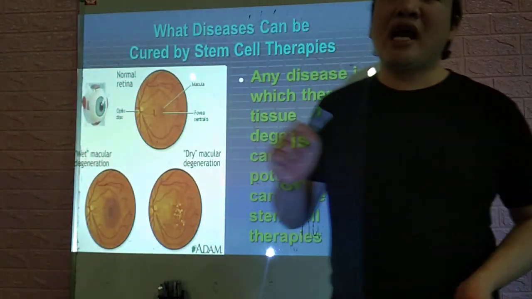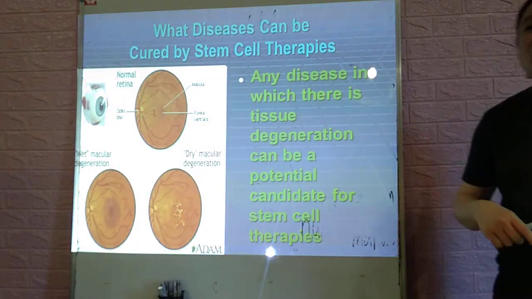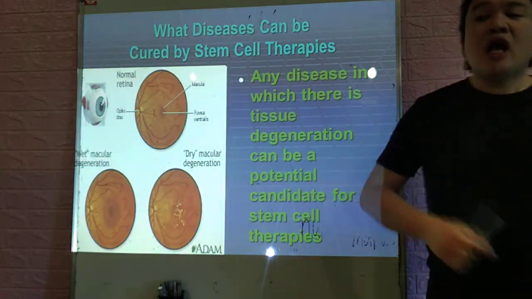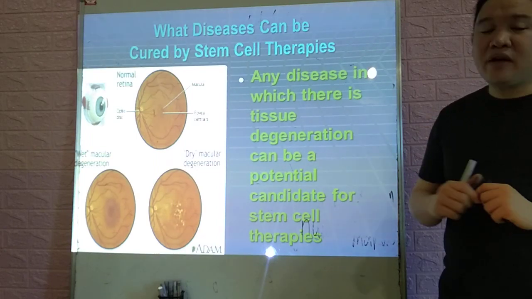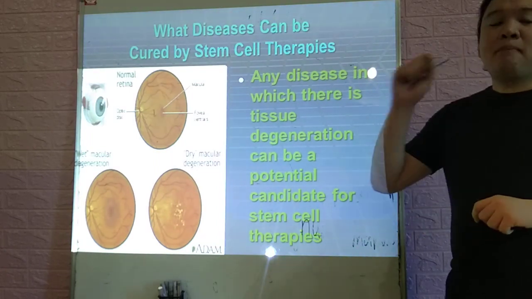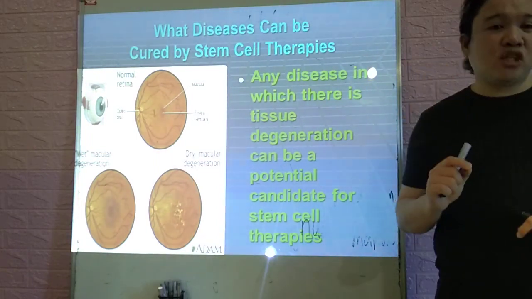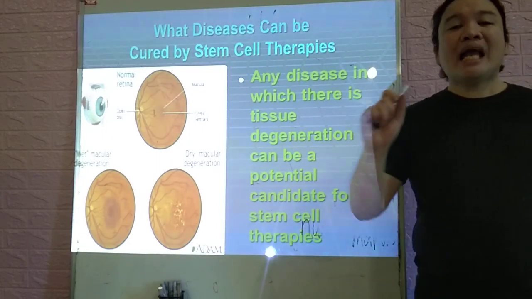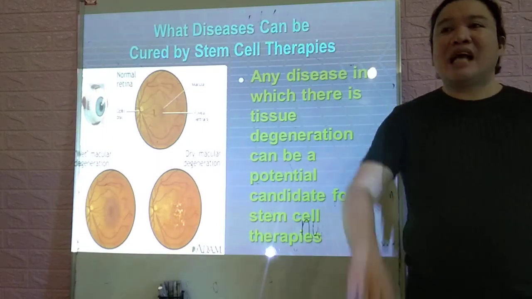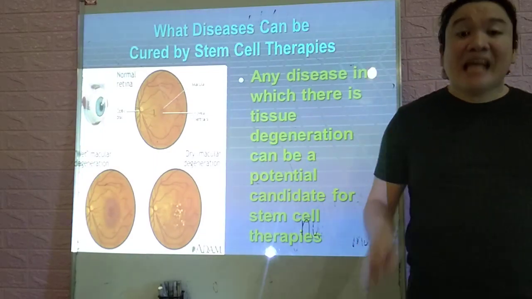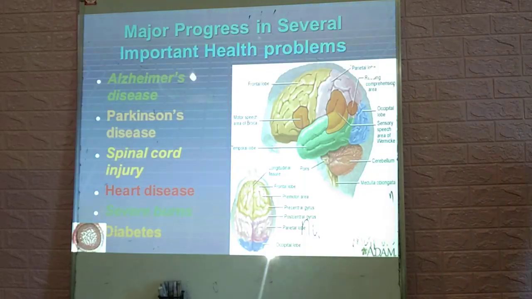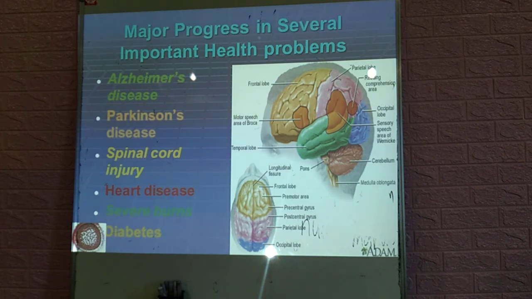Example, corneal degeneration. Example, guys, we have here heart degeneration, liver degeneration. So any tissue that has undergone degeneration can be treated by such, because the injection or administration of a new tissue will again regenerate that specific organ, revitalize that specific organ, and energize that specific organ. So we have here the major progress in several important health problems associated with stem cell therapy.